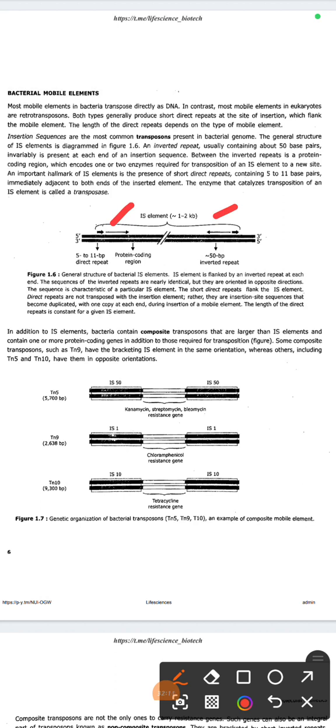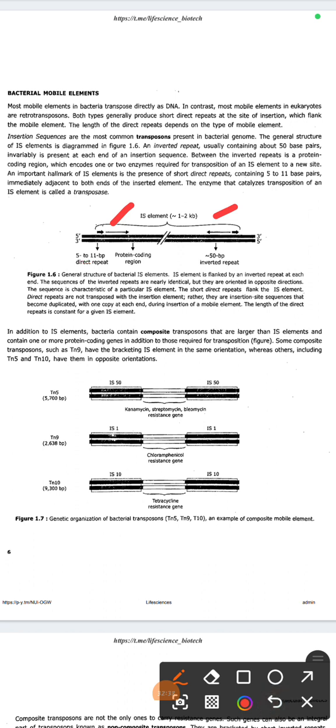Then there is a short direct repeat, 5 to 11 base pairs in length, and this direct repeat becomes duplicated, with one copy at each end. Here it should also be there, the direct repeat. The length of the direct repeat is 5 to 11 base pairs. So this was about the IS element.